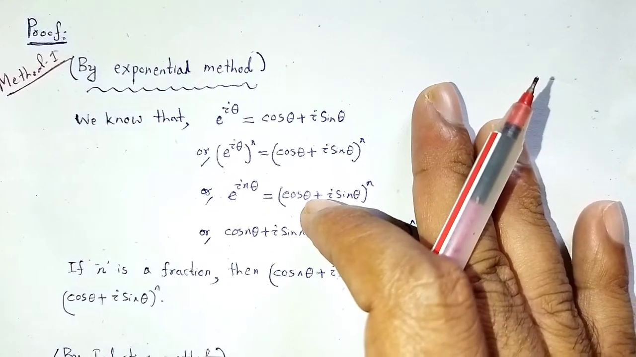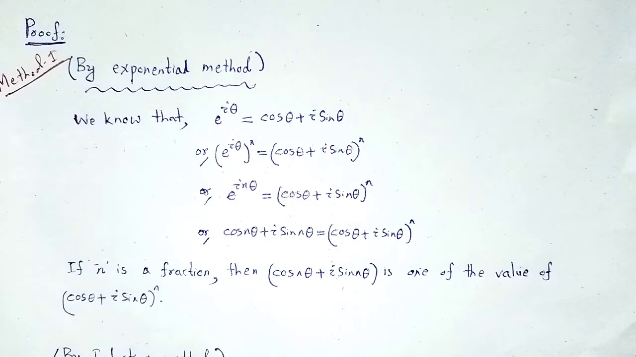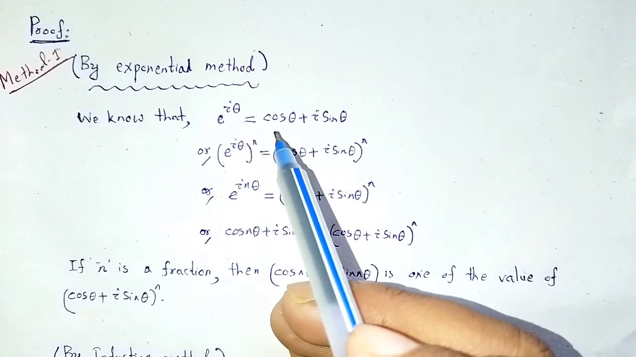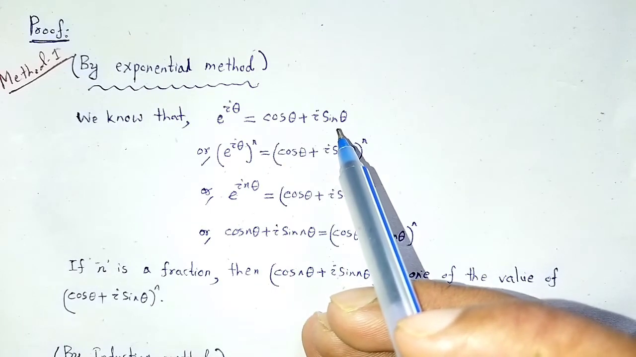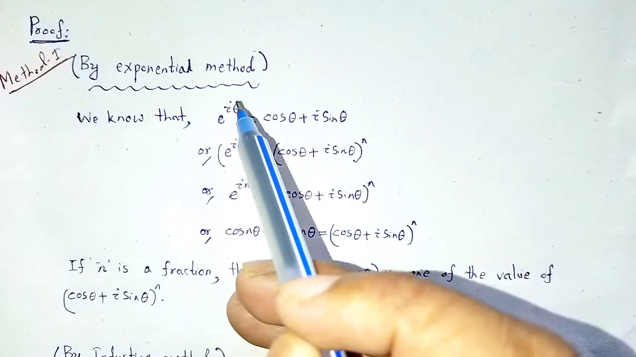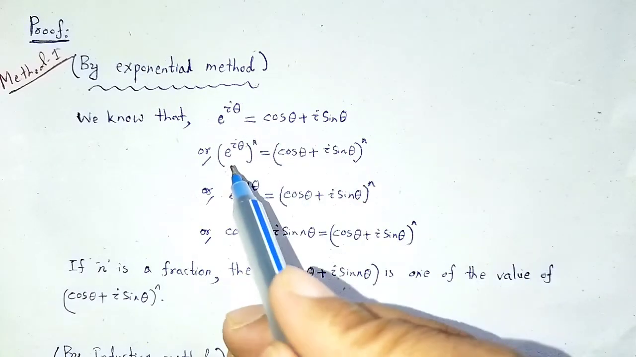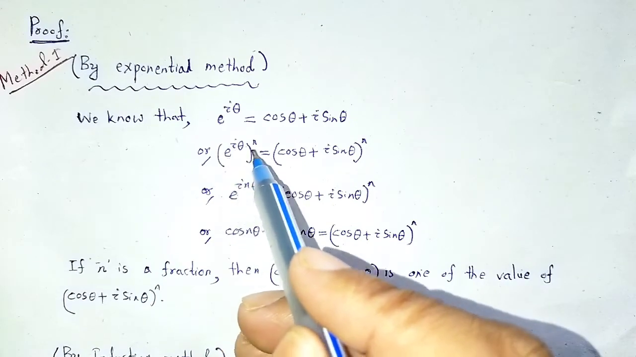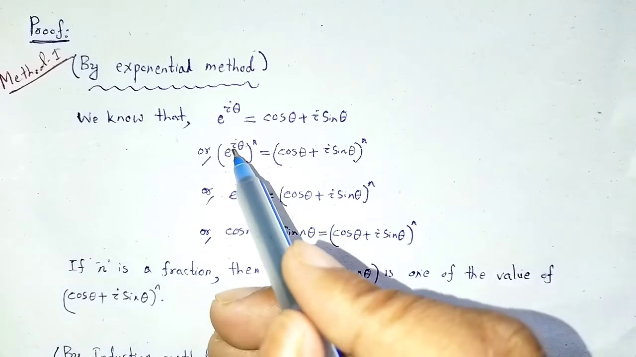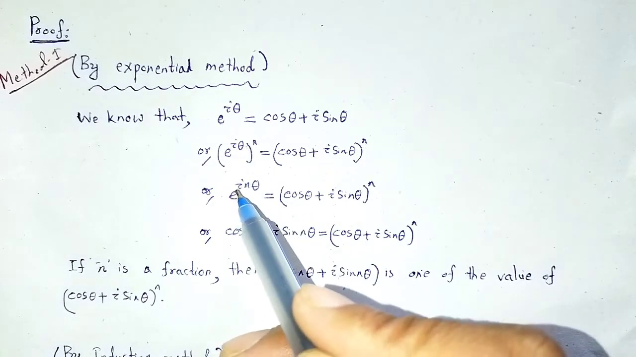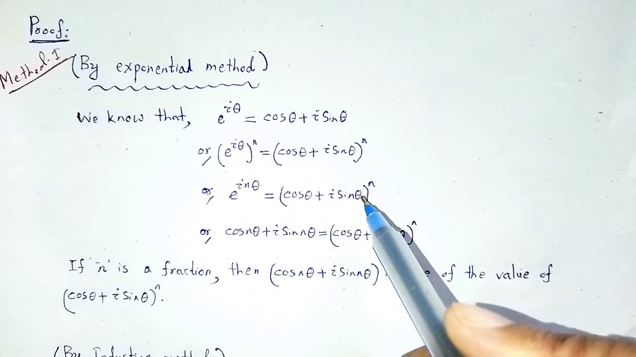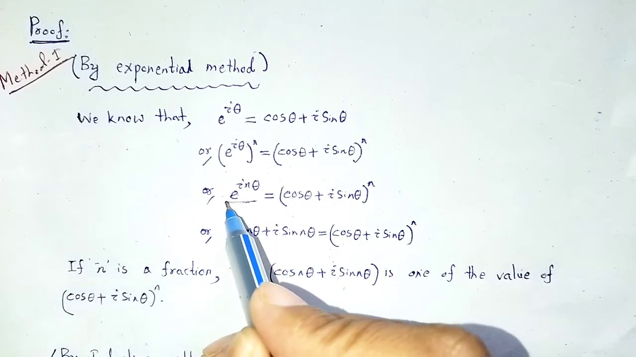How to prove de Moivre's theorem by using the exponential method? We know that e to the power i theta is equal to cos theta + i sin theta. That is Euler's formula. We take the nth power on both sides. (e to the power i theta) to the power n is equal to (cos theta + i sin theta) to the power n. Then that n is multiplied, that is e to the power i n theta is equal to that particular term. Now we expand e to the power i n theta.